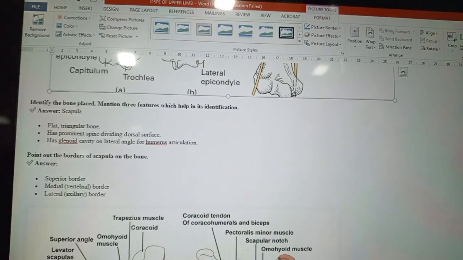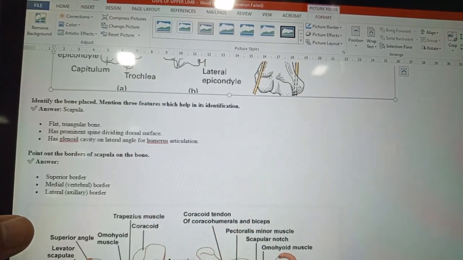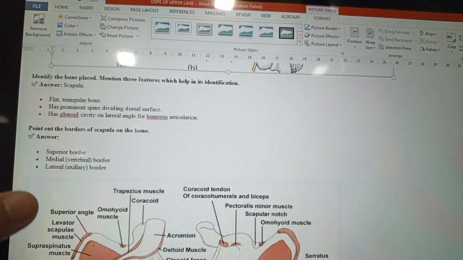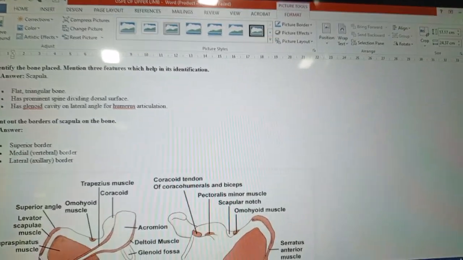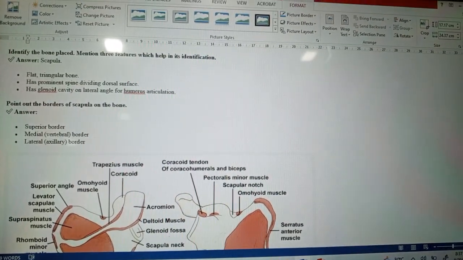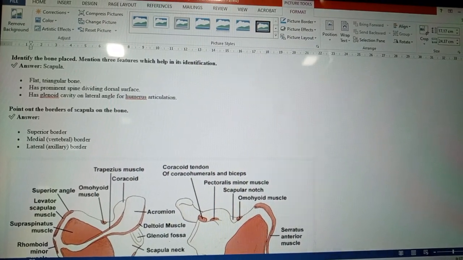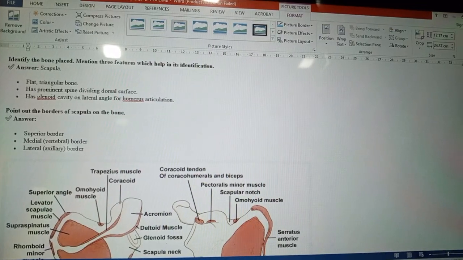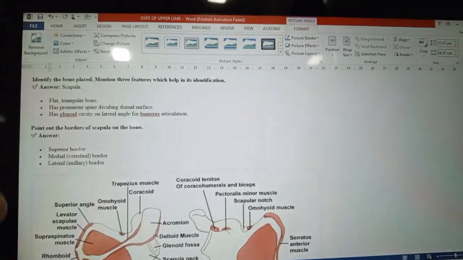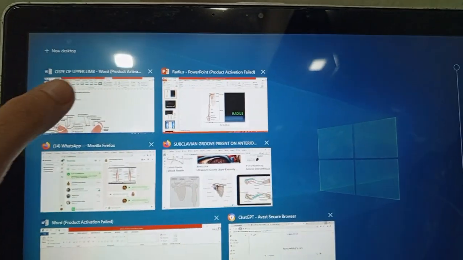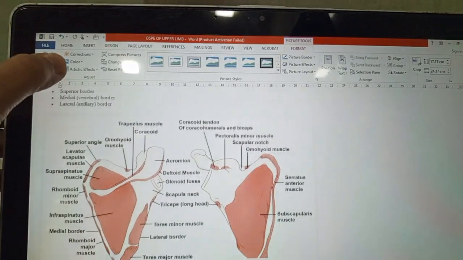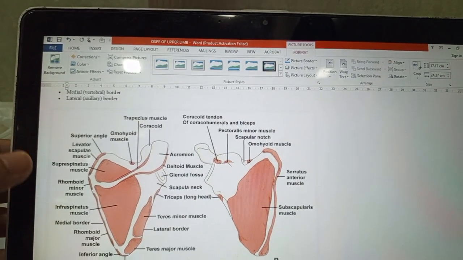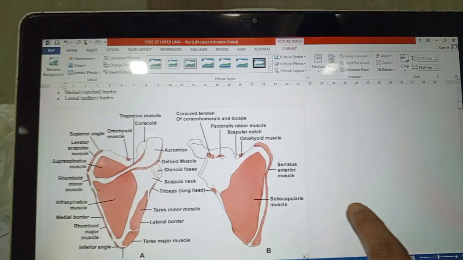It can be asked to you in the exam, it is the glenoid cavity or glenoid fossa. Both names can be written in bracket form. Okay, both are correct. Point out the borders of the scapula on the bone: superior border, medial border and the lateral border. In my radiology video you can better understand it. I have also attached the picture over here so that you can know the attachment of the muscles. Muscle attachment is very important on the scapula.